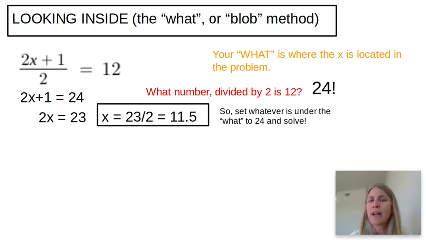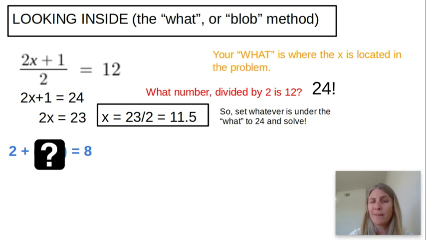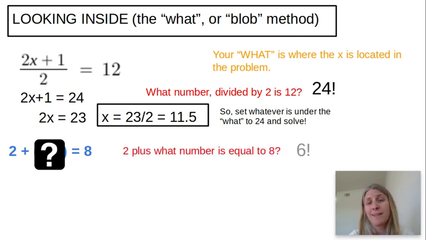Let's give it one more try just because it's a little bit different than what we're used to. Here I have 2 plus (x plus 5) is equal to 8. Now our blob is wherever that x is, and it's what the parentheses is, which is x plus 5. So we rewrite this as 2 plus what is equal to 8. And we know 2 plus 6 is equal to 8.